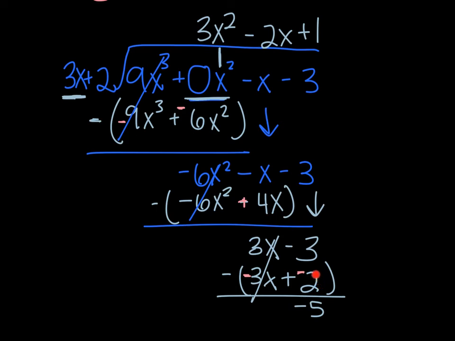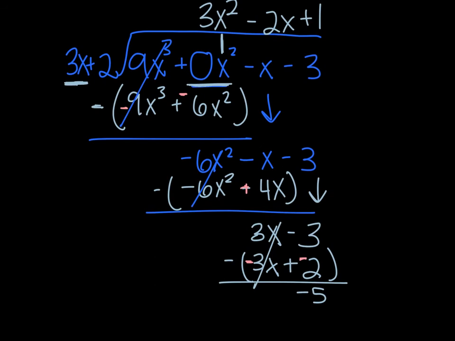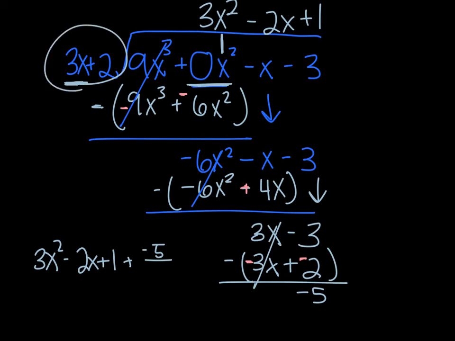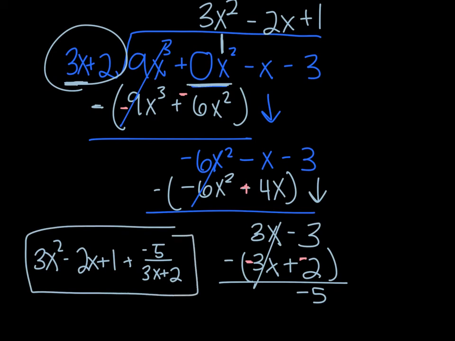So the way we write that is, think back to the very first slide that we had, the very first few minutes of the video. We want to write it like this. So we have 3x squared minus 2x plus 1 plus our remainder of negative 5 divided by our outside term here. So divided by 3x plus 2. So our answer would be this: 9x cubed minus x minus 3 divided by 3x plus 2 gives us this value right here. So you always need to write your remainder in this format.